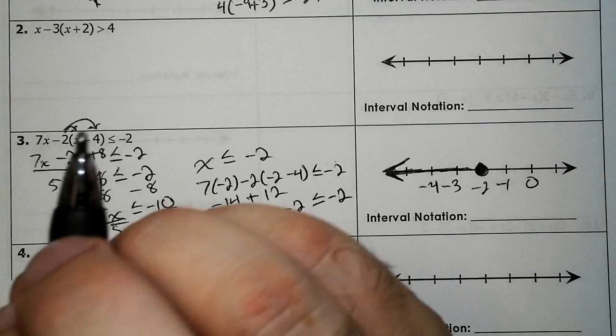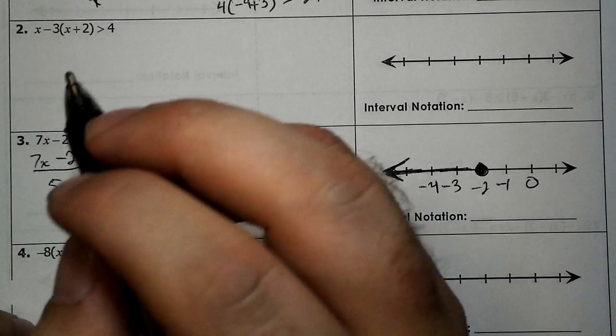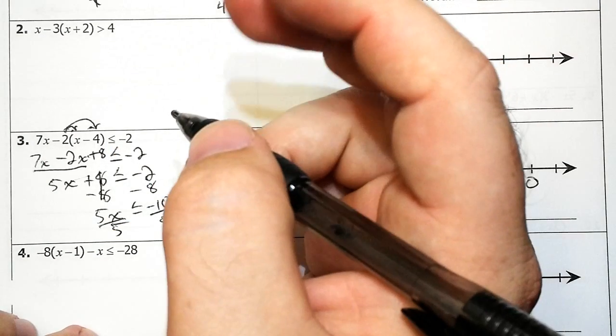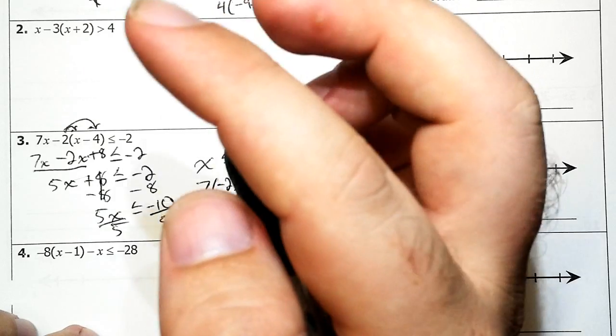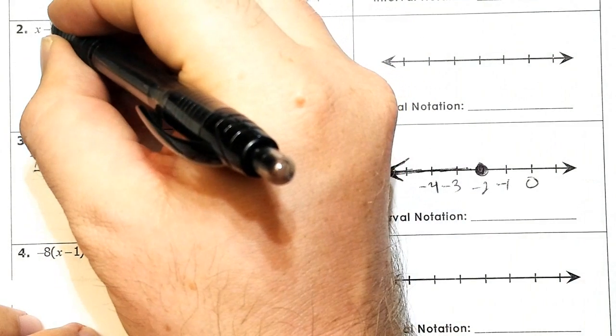Alright guys, this is part 2 of the notes. Remember to go through all your equation solving steps: distribute, combine like terms, move variables to one side, move your numbers to the other side, solve and check. So first we're going to distribute.